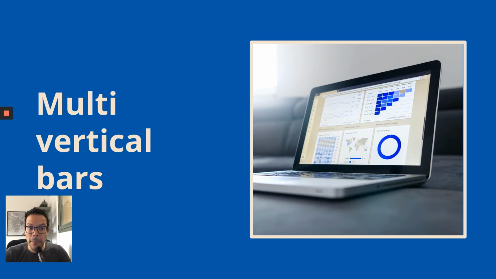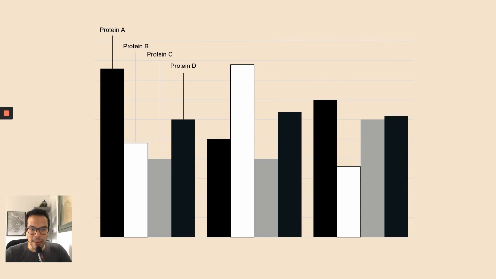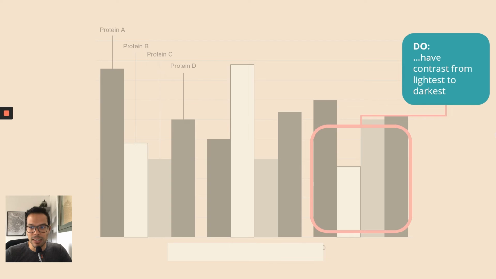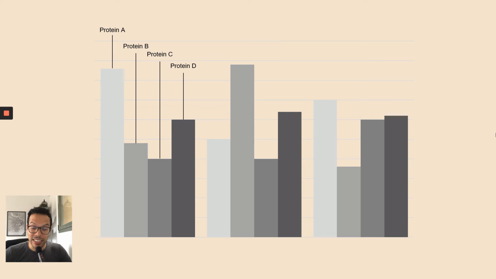Example number 2 is about multi-vertical bars, when you have lots of bars. And this is the example. I just want to make a couple of points here, and I think these are very common mistakes too. The first is having these zebra patterns. Sometimes you have awkward and weird textures. These serve no purpose to your message. Instead, I would recommend just going from lightest to darkest, and it's a good common practice. And it would look like this.